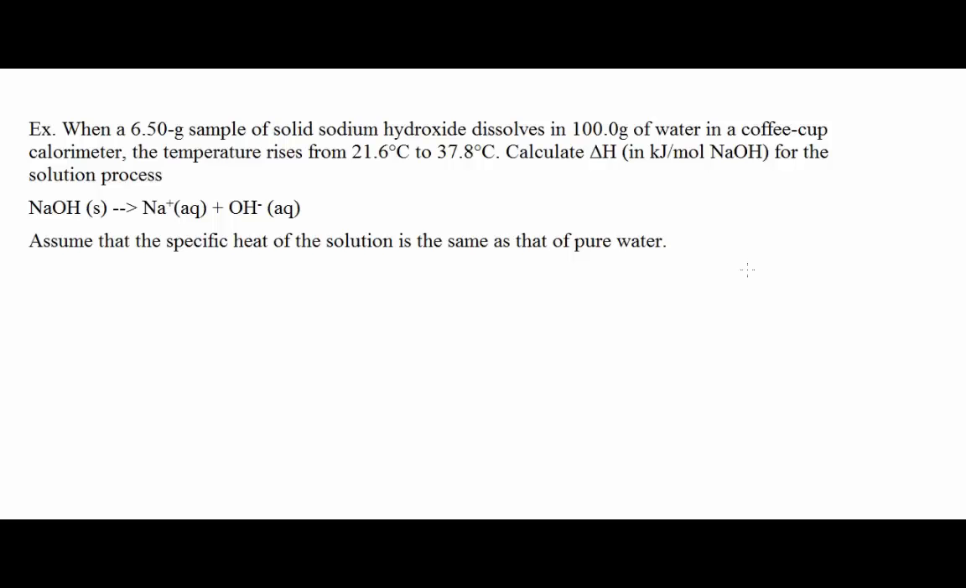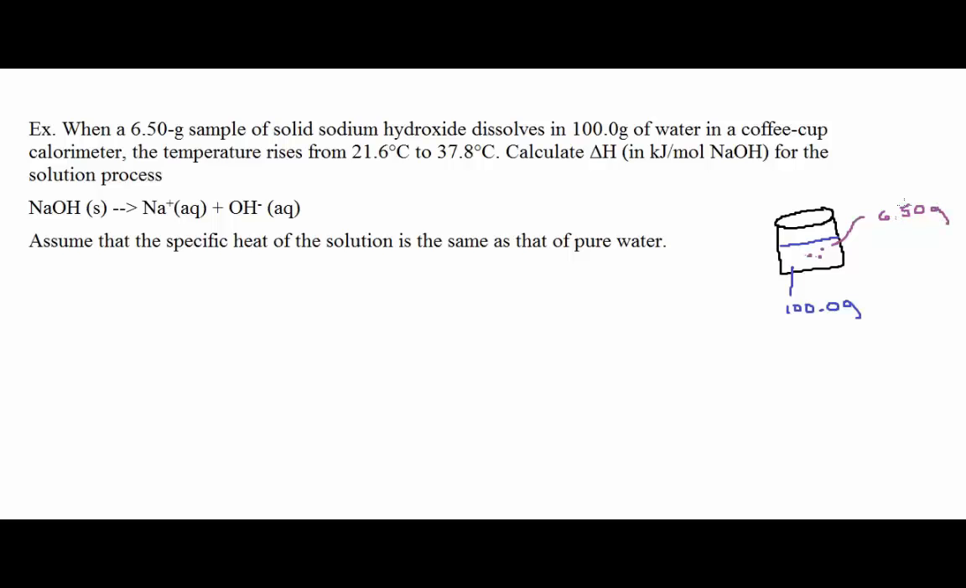This is a coffee cup calorimeter question. It tells you that you're dissolving 6.5 grams of sodium hydroxide into 100 grams of water, and that water is in a coffee cup calorimeter. I'm going to draw this very briefly, just to make sure we're on the same page. You've got a crude drawing of a calorimeter, your water, which is 100 grams, and into that you're going to dissolve sodium hydroxide. I'll show little dots of sodium hydroxide, and the mass of that is 6.50 grams.